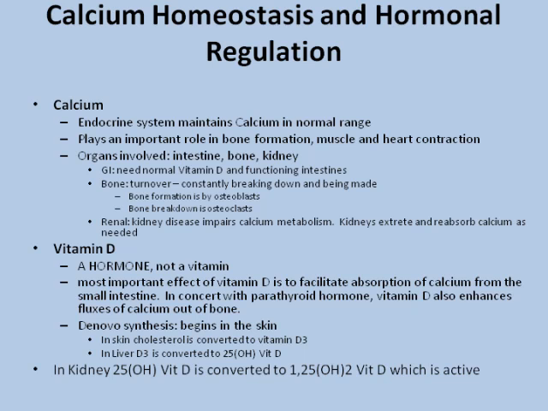In the gut, we need normal vitamin D and functioning intestines in order to be able to absorb it. In the bone, we're constantly breaking down and building. So if you need more calcium for your muscles, your body will take it from your bones. Bone formation is by the osteoblast, and the breakdown is by the osteoclast. Kidney disease can compromise calcium because the kidneys are able to excrete and reabsorb calcium as needed. So if you're dumping too much calcium out of your kidneys, you're not going to be able to retain it.